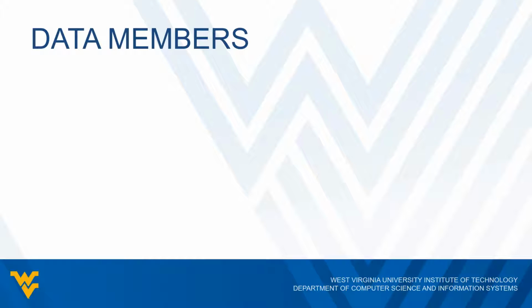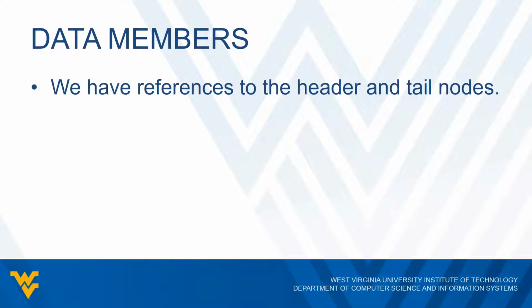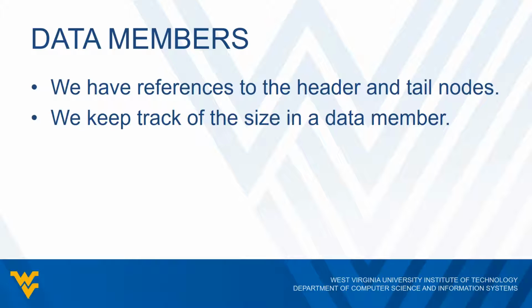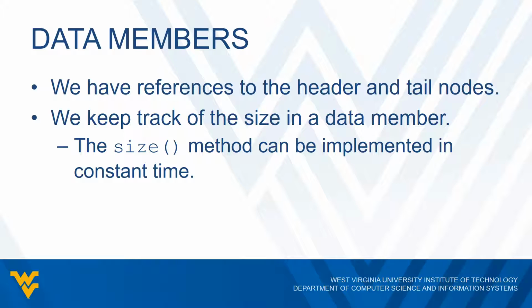We first have the data members for the myLinkedList class. So here we're going to have references to both the header and the tail nodes. We'll also keep track of the size in a data member. That way, whenever we implement the size method, this can be done in constant time.